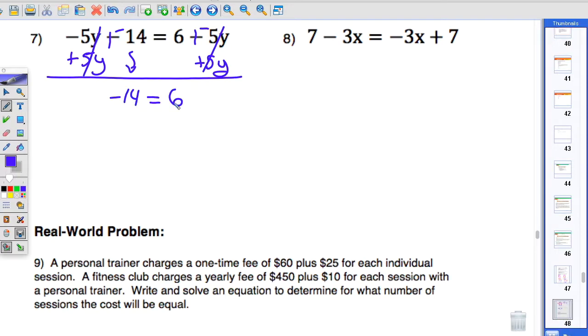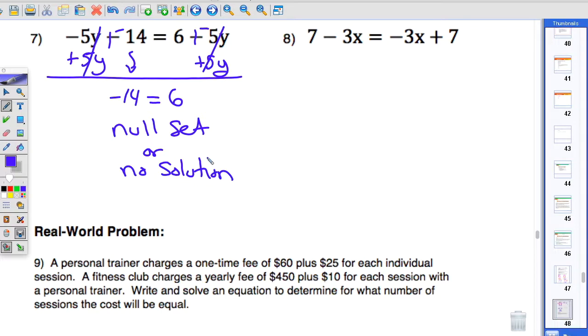-14 does not equal 6. This has no solution. So we can write null set or no solution. This is a special case. This means that no matter what you substitute in for y, the left side is never going to equal the right side. Number 8. 7 minus 3x is equal to -3x plus 7.